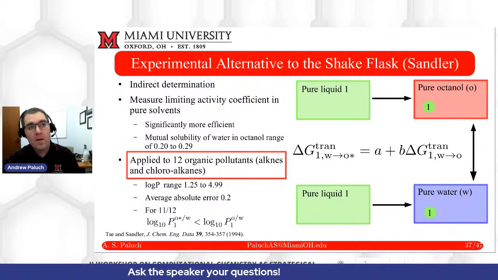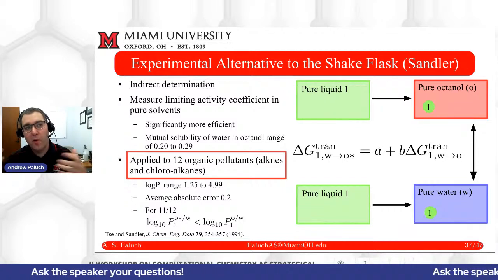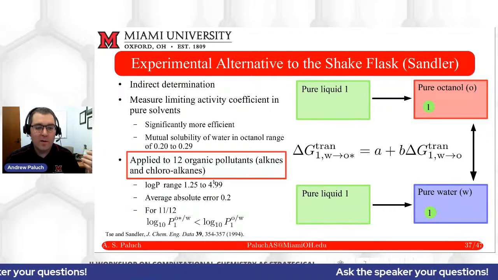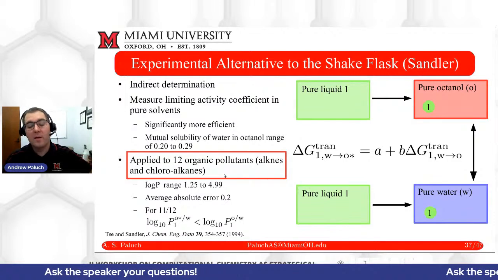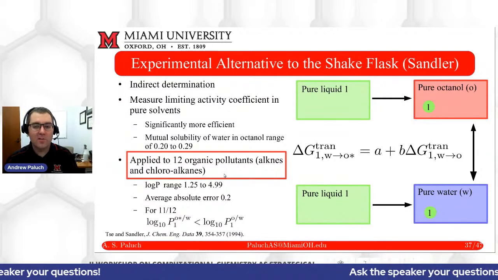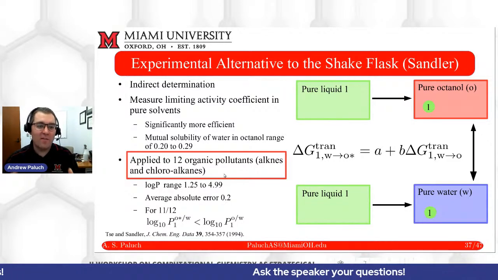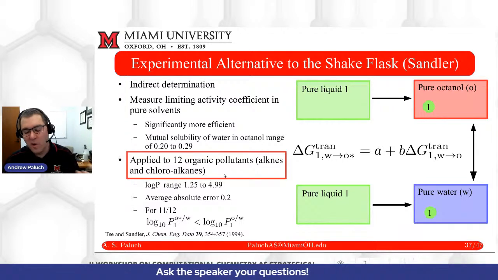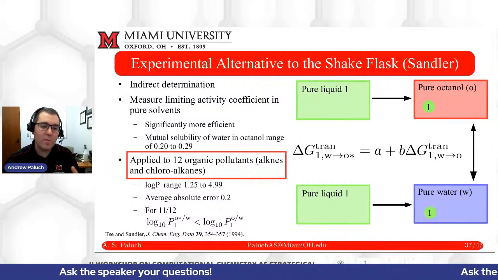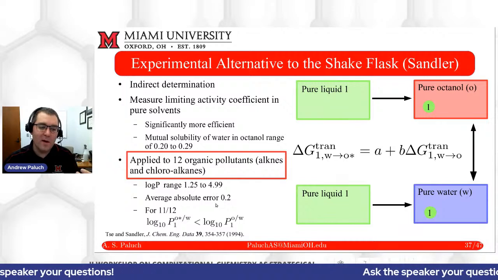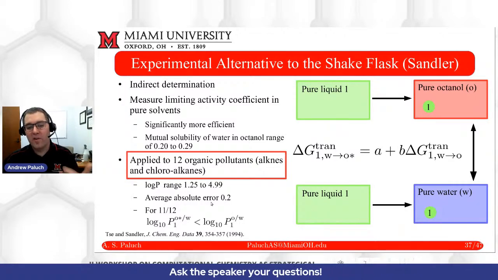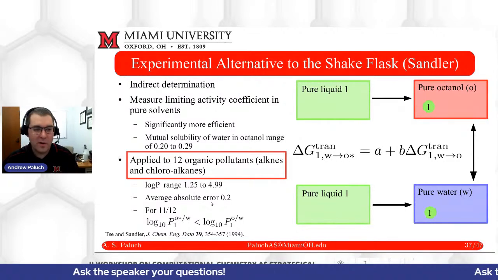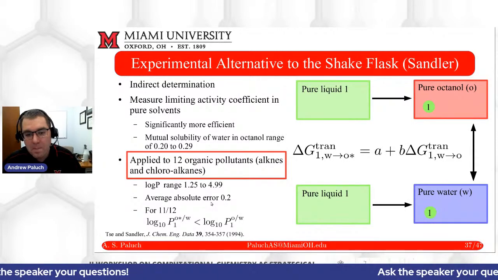So if I picture octanol as being composed of polar and nonpolar domains, I would expect these solutes to sit in the nonpolar domain. They're not going to be able to donate or accept hydrogen bonds, and so that effect of water saturation is going to be smaller. It's not going to be as significant, and so they were able to correlate. But they were looking at 12 very chemically similar compounds that we'd expect to behave in the same way.